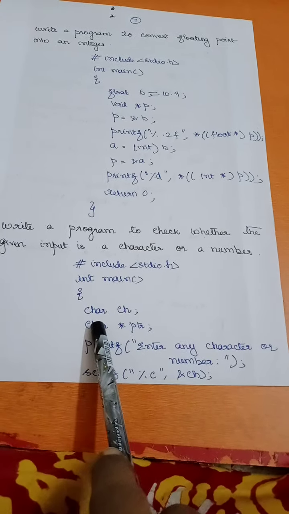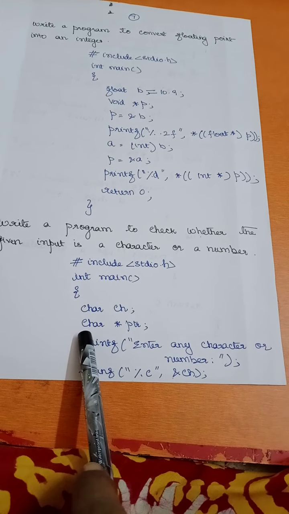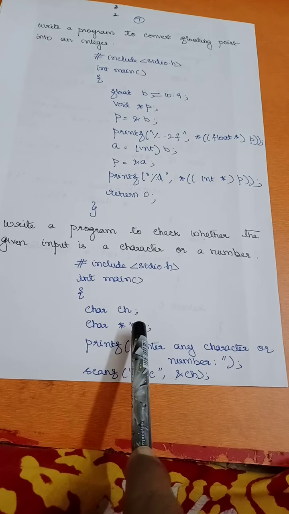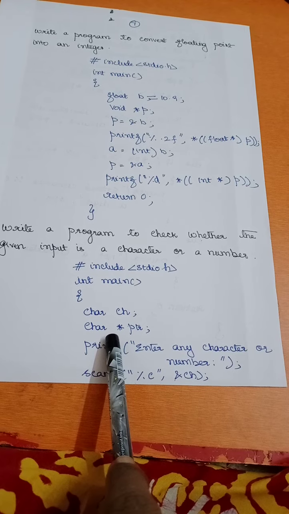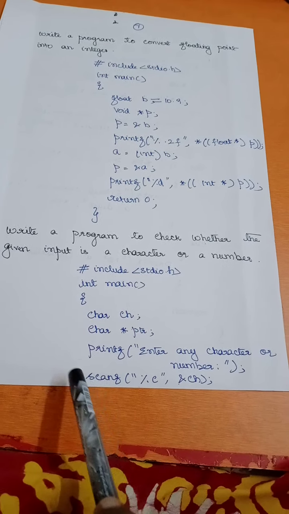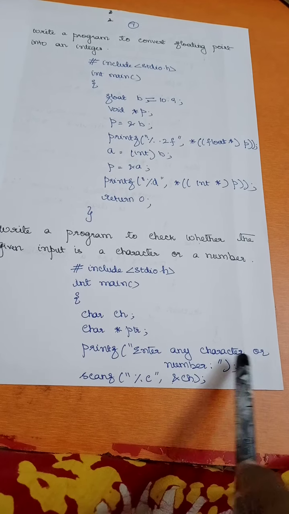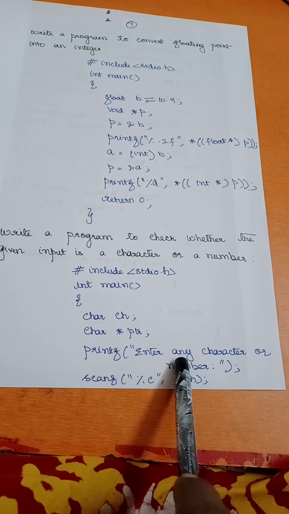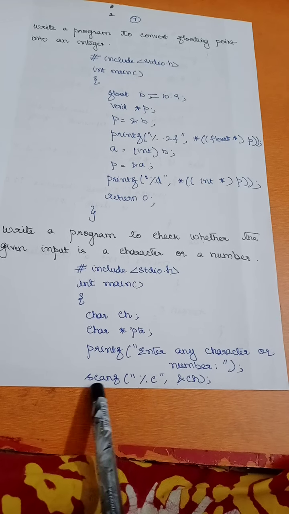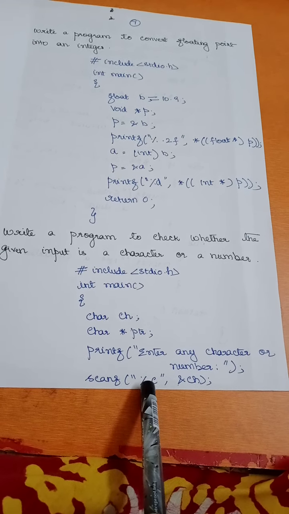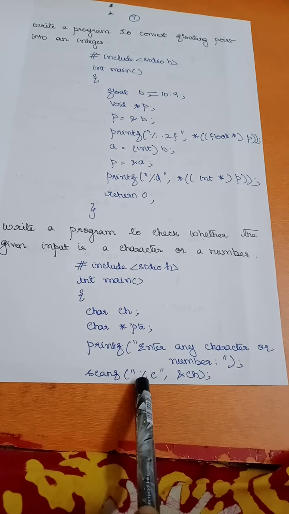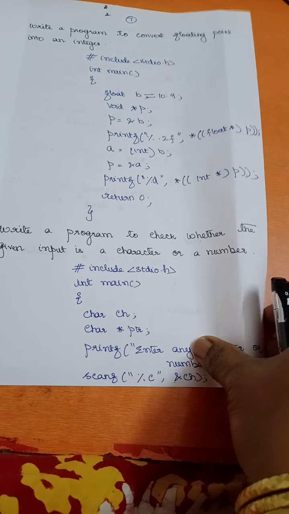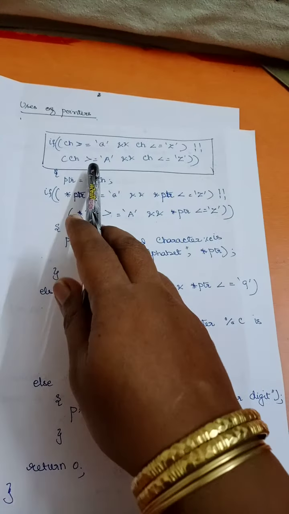So here I am declaring the character, char ch, char star ptr. So here I am declaring a pointer that is going to point to a character. Printf enter any character or number. So here I am going to read the character from a user, scanf %c. So I am reading the character as it is. Either it can be a numeric or a character. I am reading it as a character value. So %c, &ch, right?